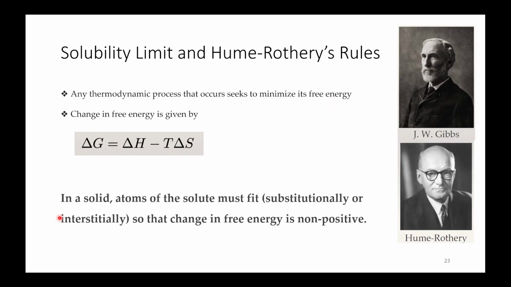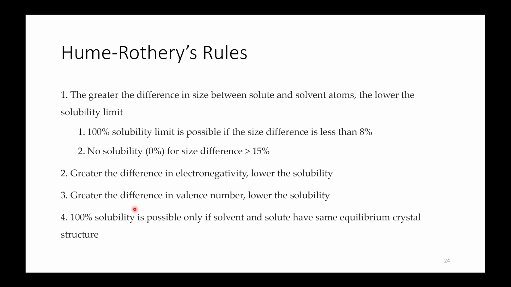So in a solid, atoms of the solute must fit either substitutionally or interstitially so that change in free energy is non-positive. So these are the 4 rules. First is the greater the difference in size between solute and solvent atoms, the lower the solubility limit. So 100% solubility is possible if the size difference is less than 8%, and there won't be any solubility if the size difference is greater than 15%.